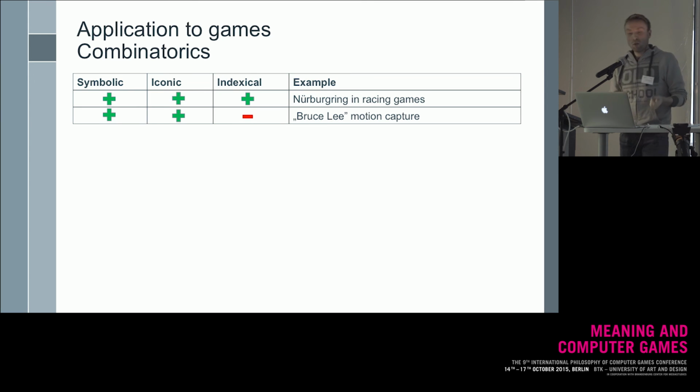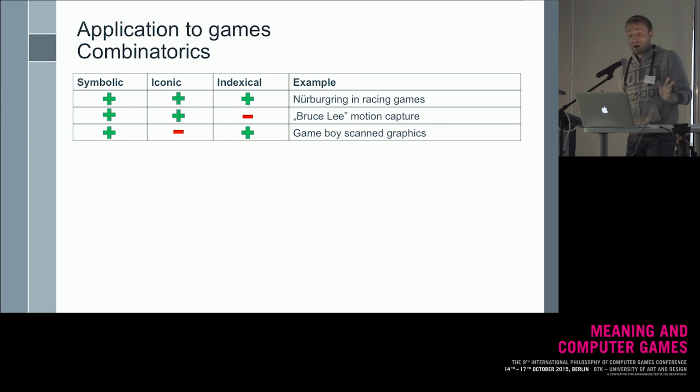Another example is when something is a symbolic representation and an iconic representation. That is, it says that it's Bruce Lee. My example is Bruce Lee motion capture. It says that it's Bruce Lee. It's iconic because it moves exactly like we remember Bruce Lee in the movies moved. But of course, the motion capture was done on an actor who is only similar to him, so it's not an indexical representation. There are, I think, two new games coming that use this.